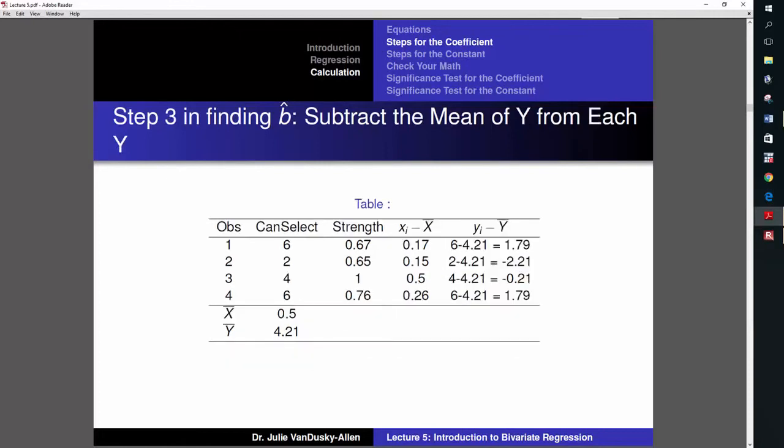The third step in finding b hat is subtracting the mean of the dependent variable y from each individual y observation. In this case, this means you have to subtract the mean of parties' control over candidate selection, 4.21, from the values of parties' control over candidate selection for each observation. So here we have a 6. 6 minus 4.21 is 1.79. And here we have a 2. 2 minus 4.21 is negative 2.21. We would continue doing this for each observation.